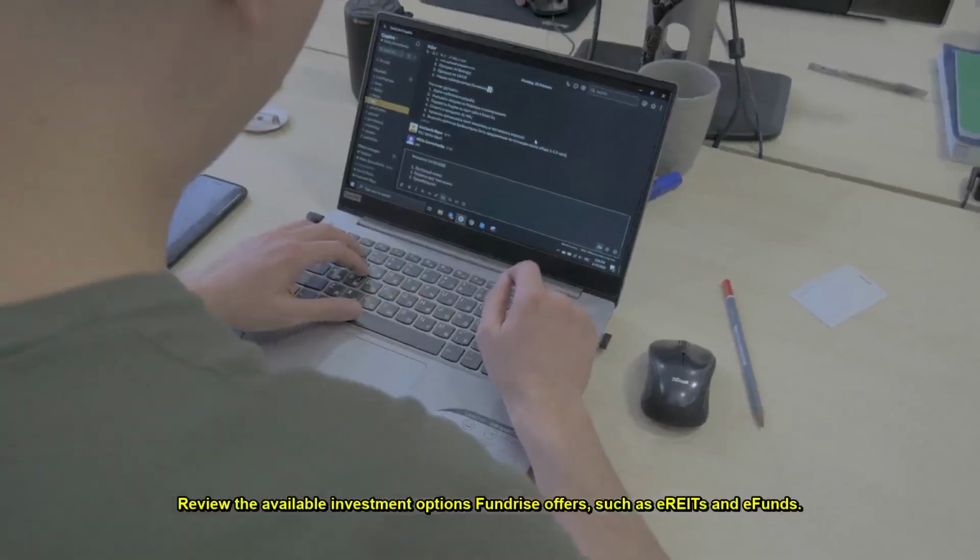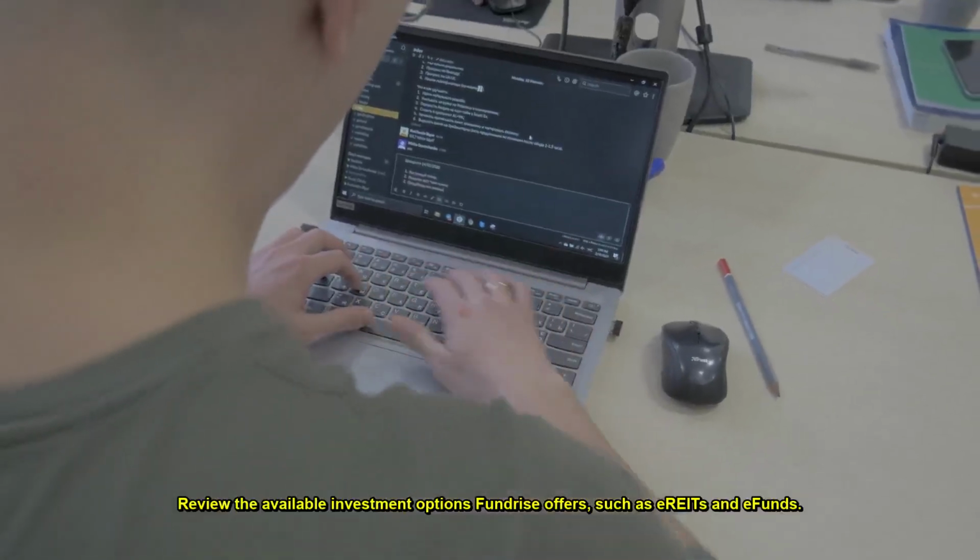Once your email is confirmed, log into your account. Complete your investor profile by answering questions about your financial situation and investment goals. Review the available investment options Fundrise offers, such as REITs and e-funds. Choose an investment that aligns with your financial goals and risk tolerance.